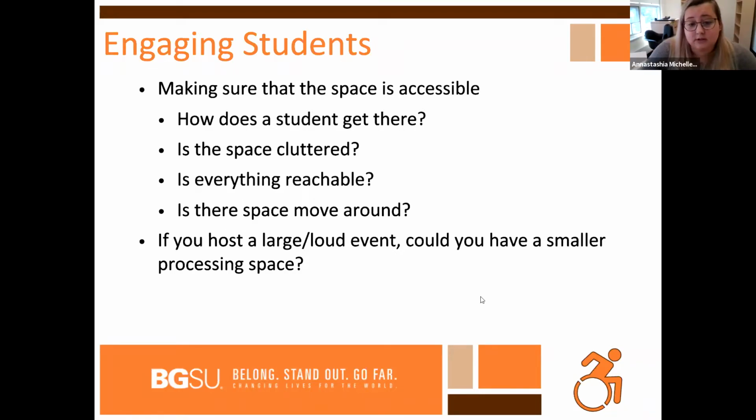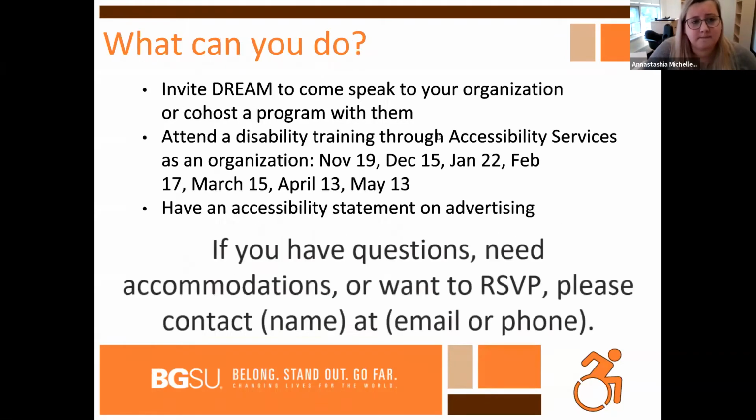If you host a large or loud event, could you have a smaller processing space? Something that the Resident Student Association did when we invited the local community for Halloween Fun Fest last year was rent the room next to the multi-purpose room to have just a processing space for children to go if they were overstimulated, overwhelmed, if they wanted to read a book, or just large things weren't their jam.